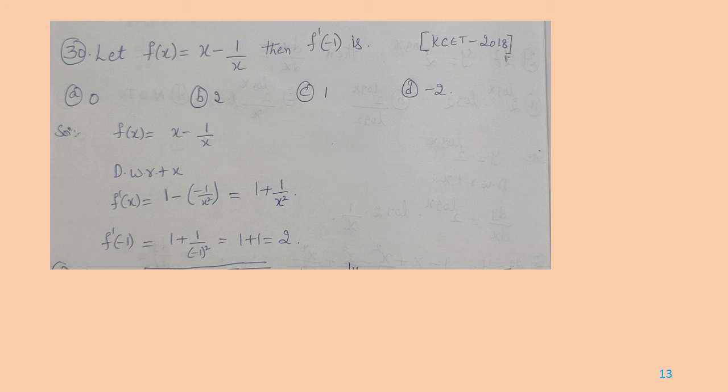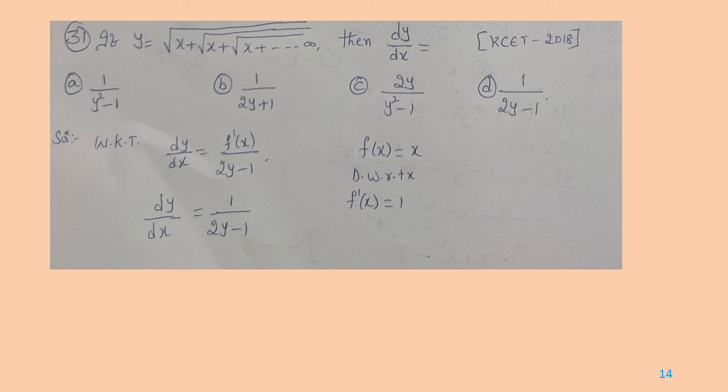Next one, let f of x equal to x minus 1 by x, then f dash minus 1 is, this is asked in the year 2018. So f of x is x minus 1 by x. If we differentiate with respect to x, f dash x is differentiation of x is 1 minus of differentiation of 1 by x which is minus 1 by x square. So it will become 1 plus 1 by x square. Now we need to substitute x equal to minus 1. So f dash of minus 1 equal to 1 plus minus 1 whole square, so it will become 1 plus 1 is 2. So which is option B.